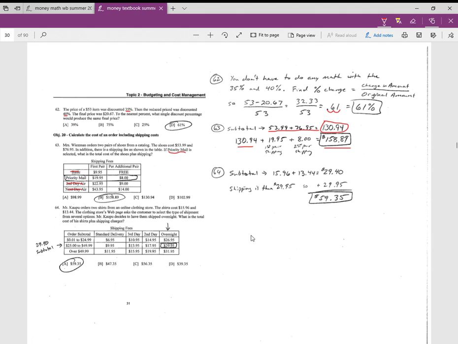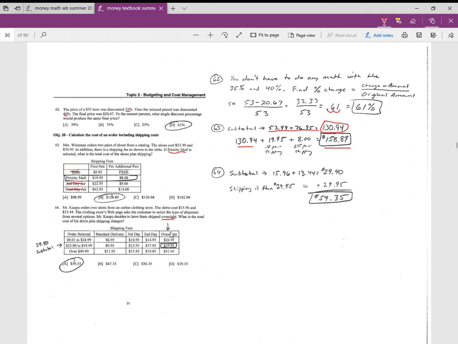Next problem, they ordered 2 shirts from an online clothing store. The shirts cost $15.96 and $13.44. The web page asks the customer to select the type of shipment from several options. He decides to have them shipped overnight. What is the total cost of the shirts plus shipping charges?